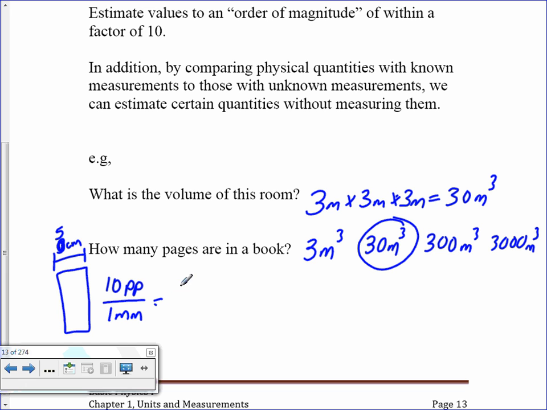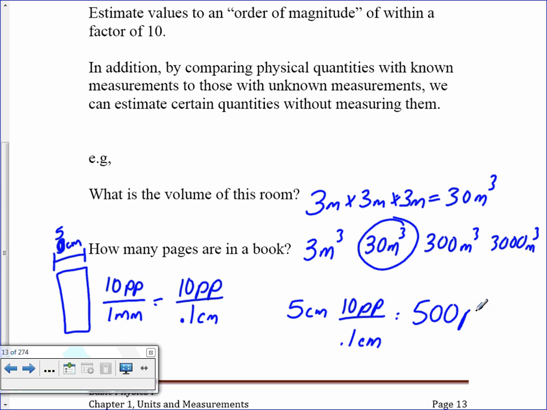Which is to say that 10 pages, 1 millimeter, is 1/10 of a centimeter, about 0.1 centimeters. So if my total width of the book is 5 centimeters, I can use this conversion factor. I have 10 pages per 0.1 centimeters. Then that tells me that in my book I have 500 pages.